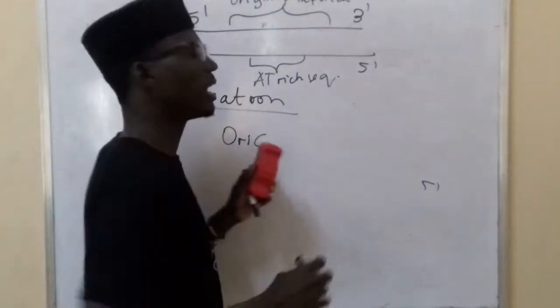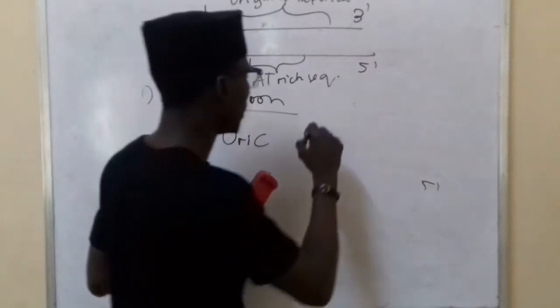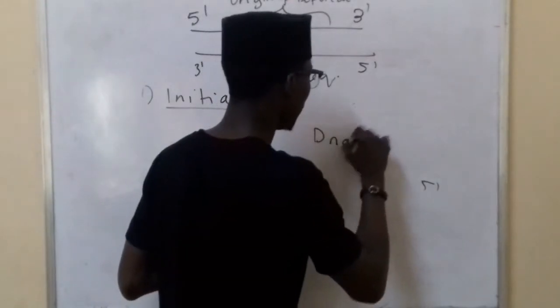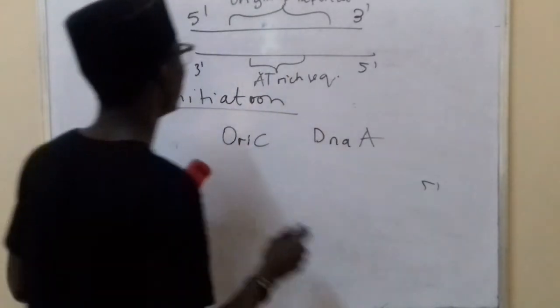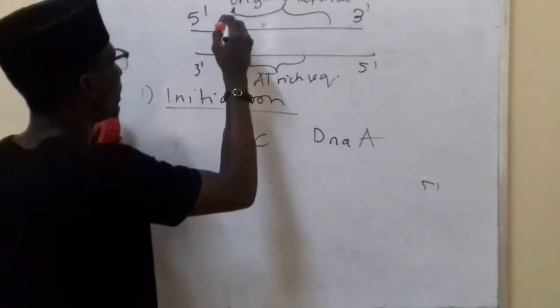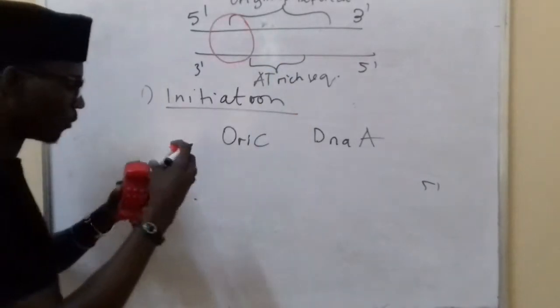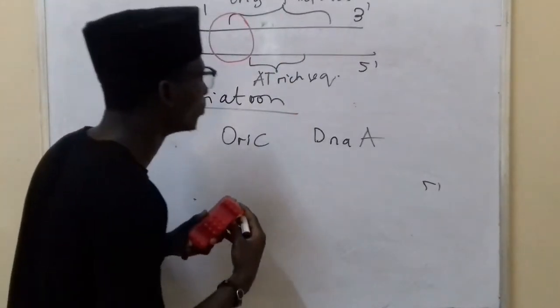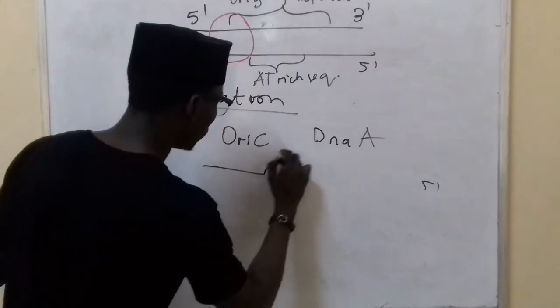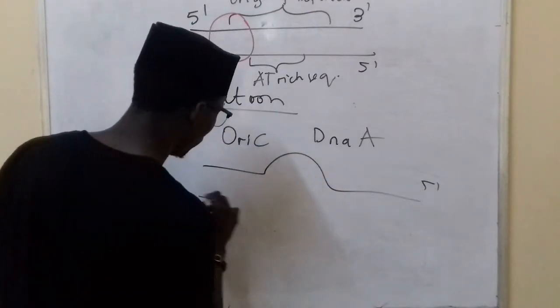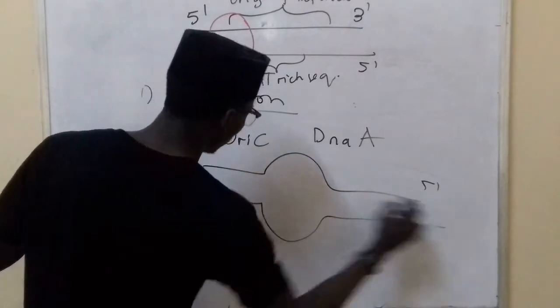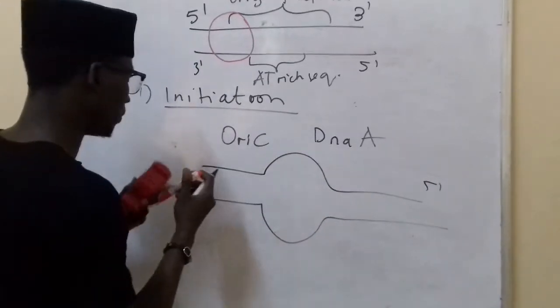And then there is a particular initiator protein that recognizes it. That protein is DnaA. So take for example, DnaA comes here and binds to this region. It leads to the formation of what we call a replication bubble. It looks like a bubble, a replication bubble, due to the binding of the protein.